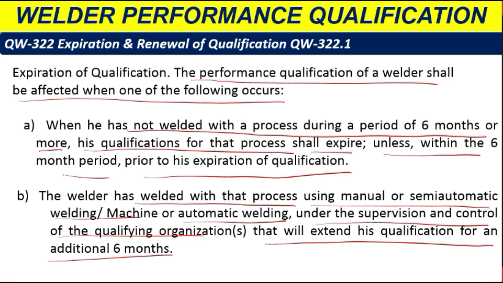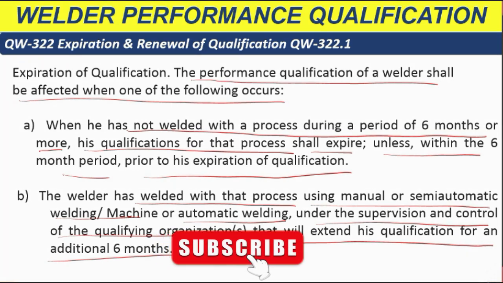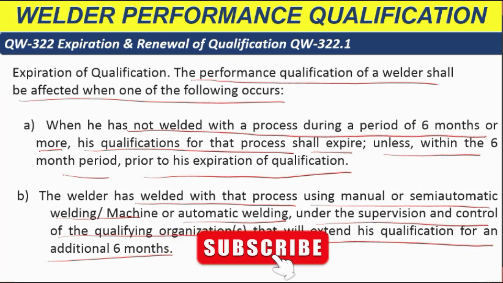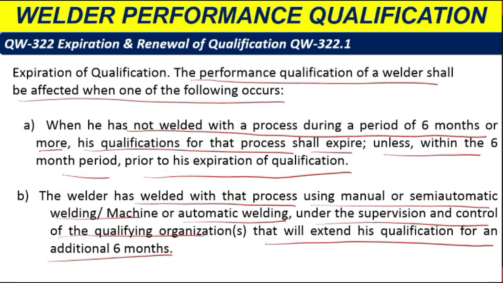So the welder is doing welding under correct conditions, means the process is the correct process, it is manual or semi-automatic welding, and it is under the supervision of a welding inspector or welding supervisor of the organization, then your qualification can be extended another 6 months.